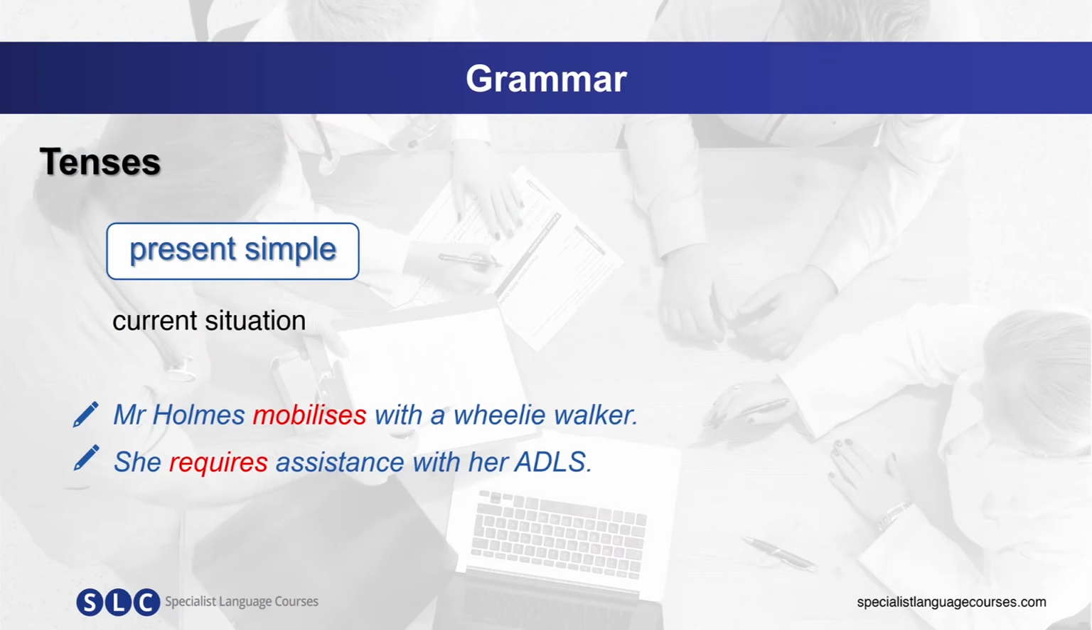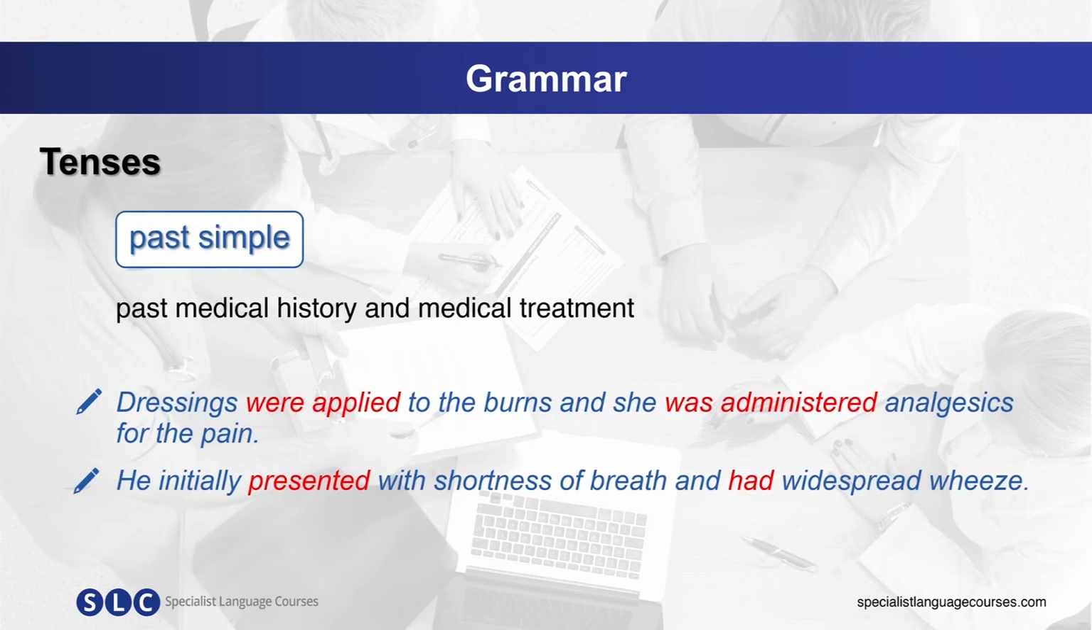For example, Mr. Holmes mobilises with a wheelie walker. She requires assistance with her ADLs. Use past simple for medical history and treatment. For example, dressings were applied to the burns and she was administered analgesics for the pain. Or, he initially presented with shortness of breath and had widespread wheeze.